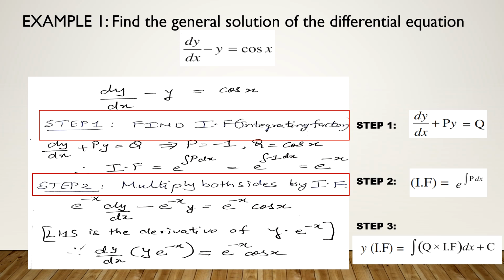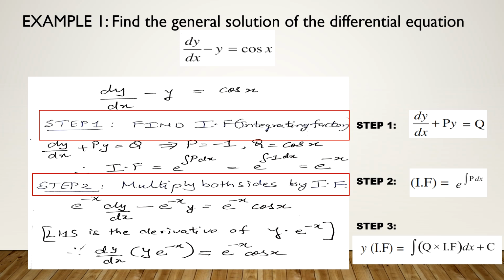First example, find the general solution of the differential equation dy by dx minus y is equal to cos x. Now if you compare with dy by dx plus py is equal to q, what is your p? p is minus 1 and q is cos x. Second step, find the integrating factor, which is e raised to integral p dx, means e raised to integral of minus 1 dx, which is nothing but e raised to minus x.